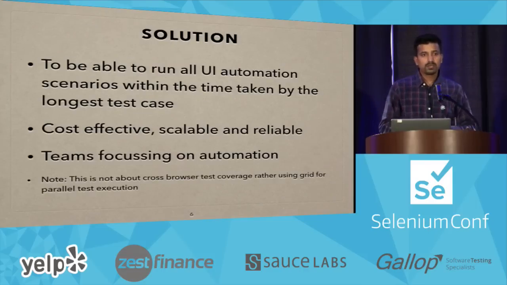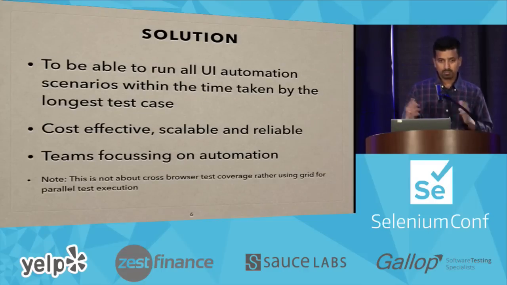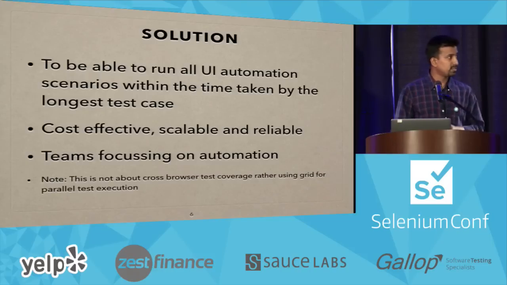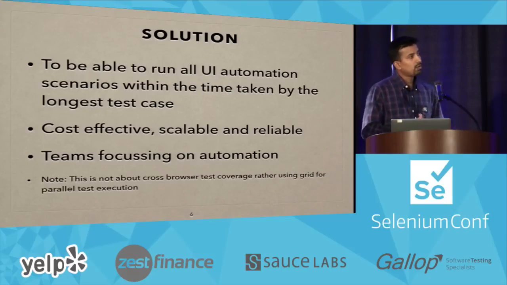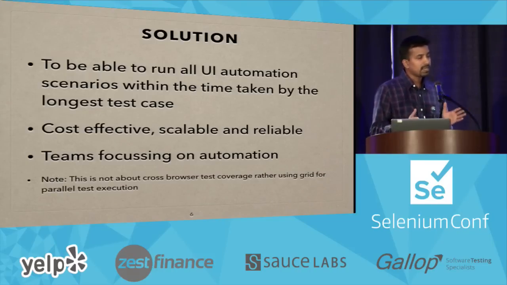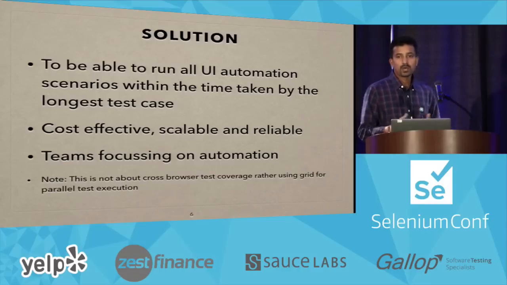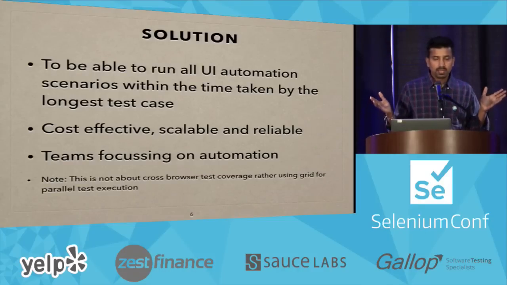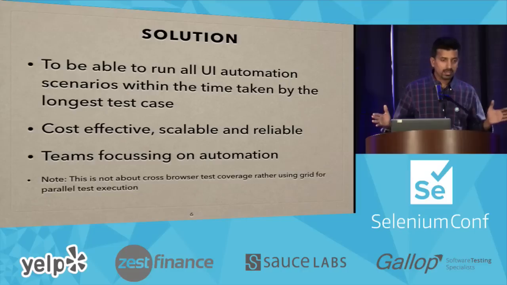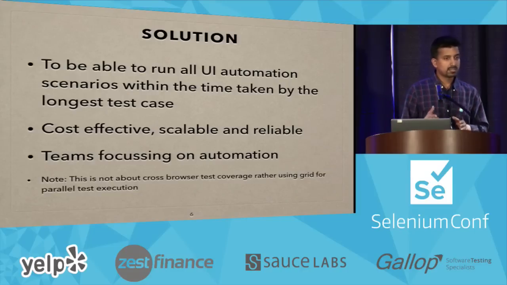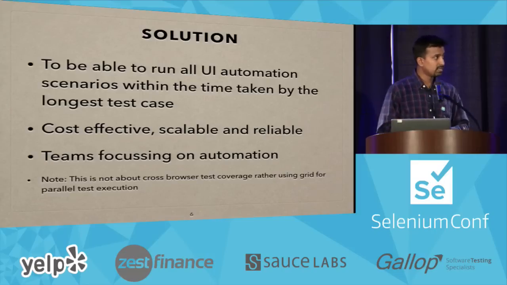So what is the solution we are suggesting? What is the solution for the problem we discussed? To be able to run all UI automation scenarios within the time taken by the longest test case. If you have 500 test cases, I want to run all the 500 test cases within 5 minutes, if 5 minutes is my slowest test case. So I want everything executed and finished within 5 minutes.